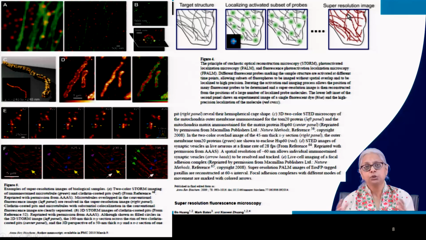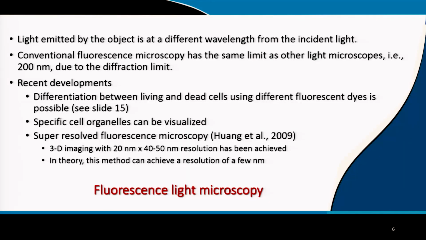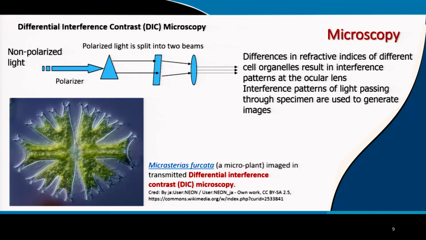So you don't have an image of the entire structure under the microscope, but you have enhanced images of only specific organelles that are part of the cell. In any case, it is an important development. Okay, so that's about fluorescence light microscopy. Let's move to another method.